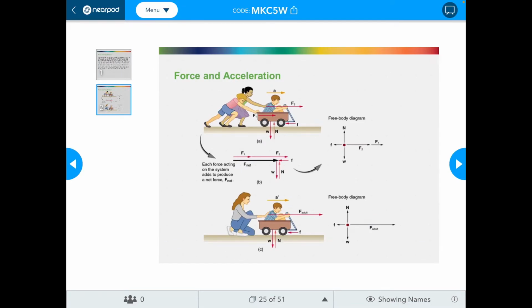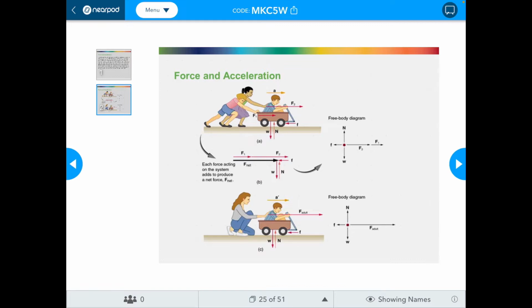So here we have a couple of situations. The kid in the wagon's there. He has a weight that's going down. He has a normal force that's counteracting that weight. So those two counteract each other and basically make it so that we don't need to worry about them for this particular situation. The main forces acting upon this body or this system are the forces of the people pushing the wagon and the force of friction against that push.